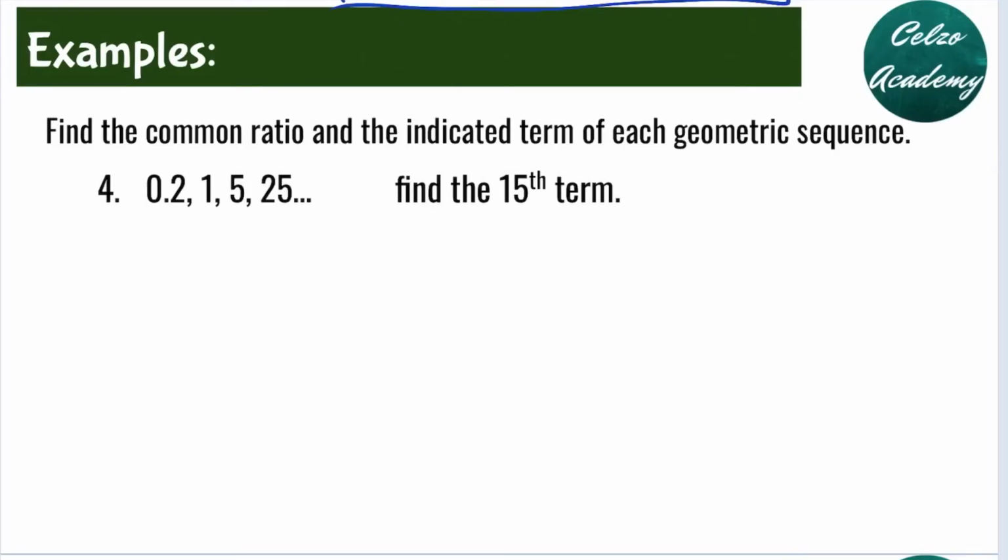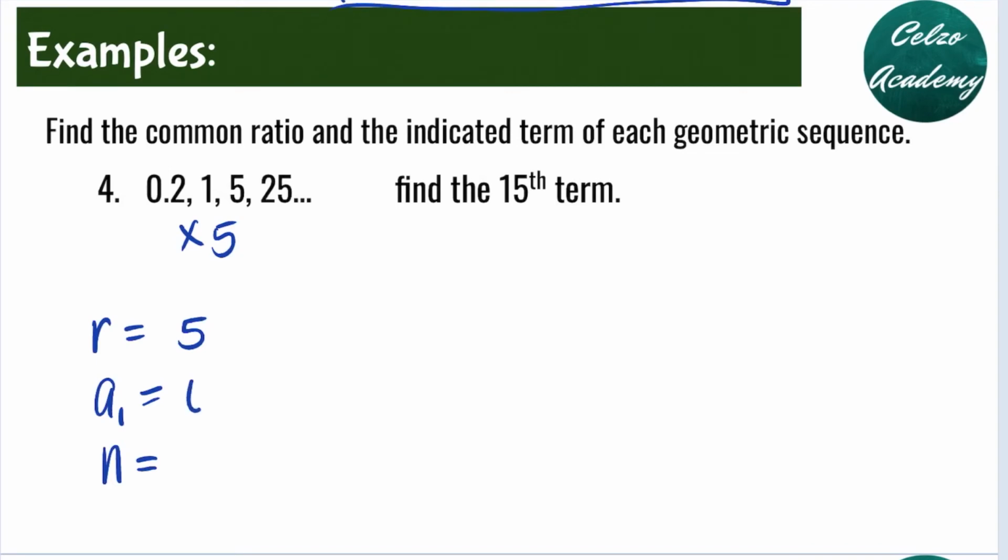Question number 4. Find the common ratio and the 15th term of this sequence 0.2, 1, 5, 25, and so on. We need to find 3 things beginning with the common ratio r, the first term, and the value of n. What do you think is the common ratio here? Common ratio here is 5 because the pattern is multiplying the previous term by 5 to get the next term. Or you can do 25 divided by 5, 5 divided by 1, or 1 divided by 0.2. So that is a common ratio of 5.